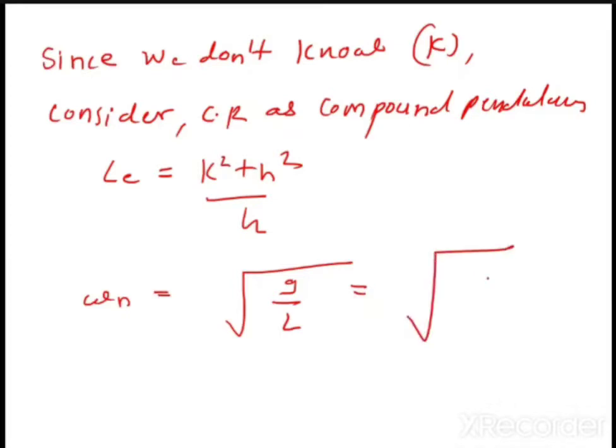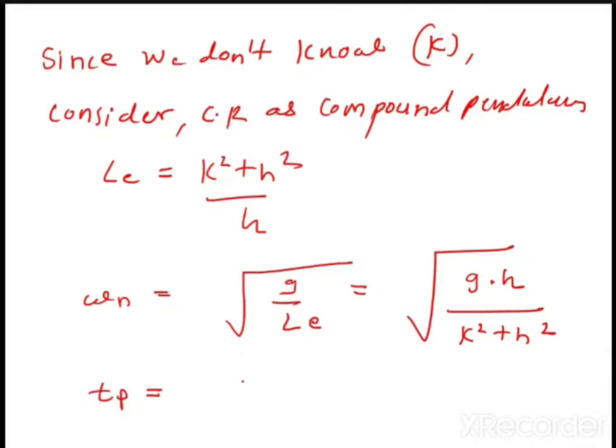Put this omega n, what are you getting? G upon LE. So what will you get? G into h upon K square plus h square. See how I am remembering this. G into h upon K square plus h square, right? Guys, am I correct or not? Yes, sir.